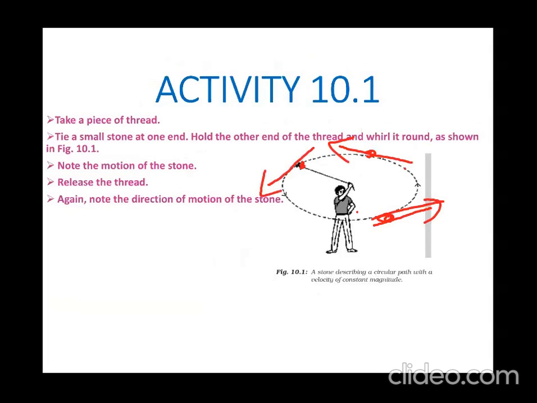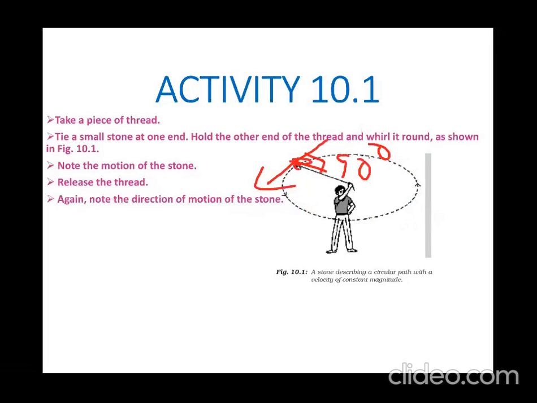So what is the direction? The direction is tangential. Tangential मतलब आपको tangent पता है बेटा. You have done in maths. Tangent is what? Tangent is a line that is at 90 degree to the radius of the circle. So this and here the angle is 90 degree.